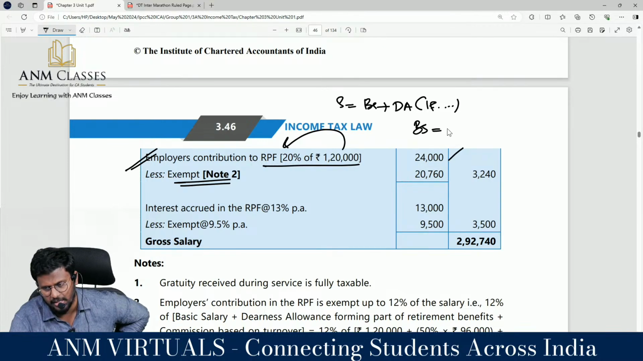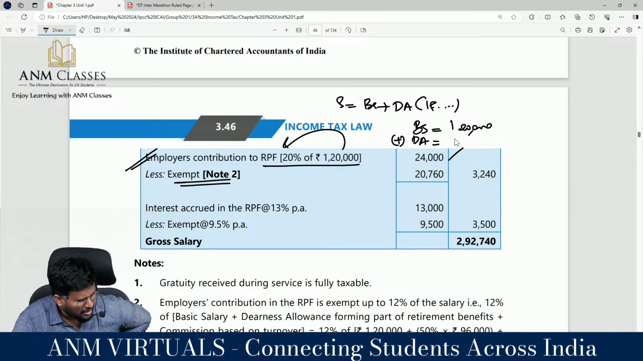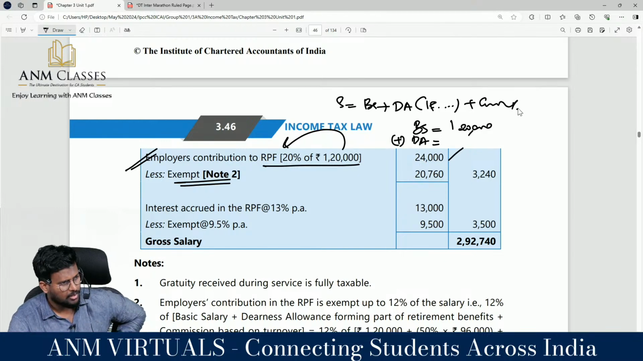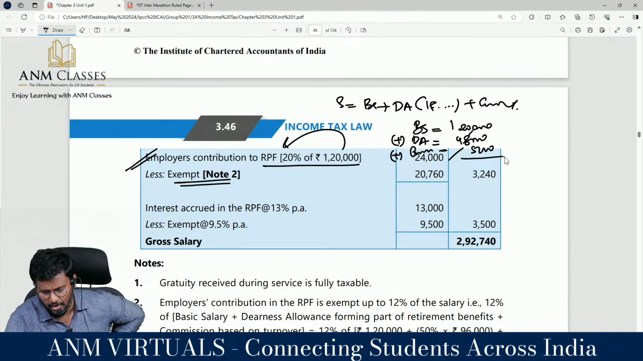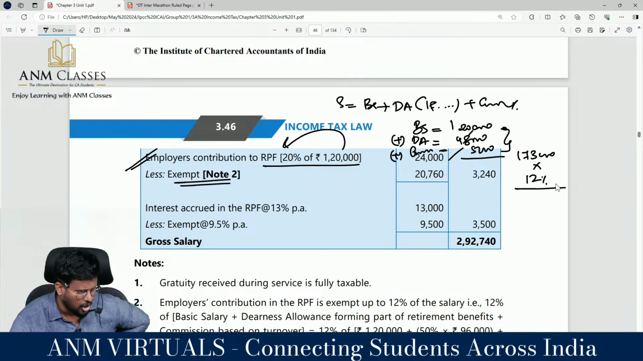What is the basic salary? 1,20,000. Add DA. 96,000 total. Yes, sir. Add பண்ணலாம். Commission as a fixed percentage of turnover add பண்ணலாம். Sir, is there any commission as a fixed percentage of turnover? எவ்வளோ? So 1,20,000 plus 48 plus 5, 1,73,000. இதோட எத்தனை percent can be contributed?